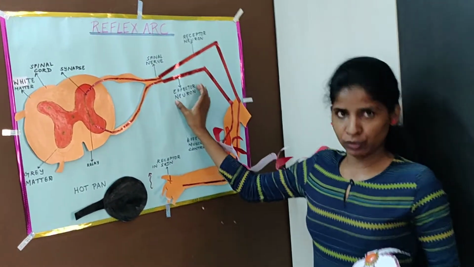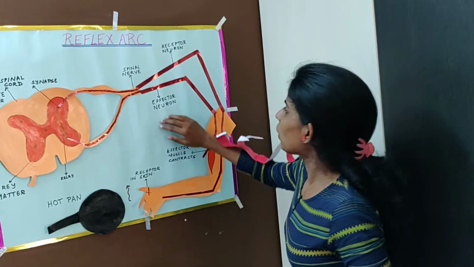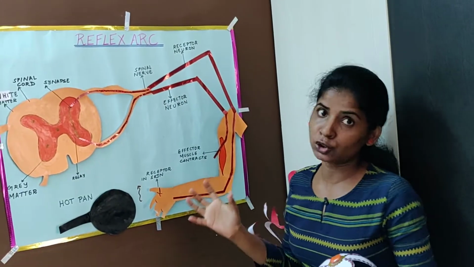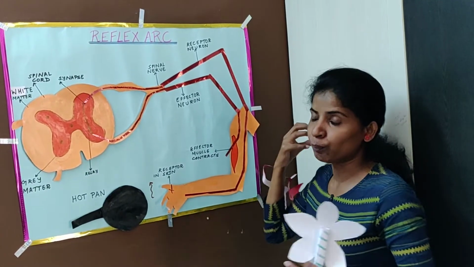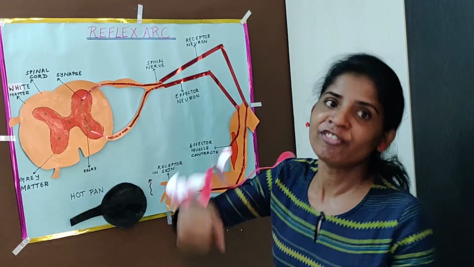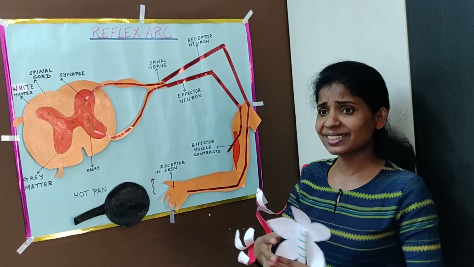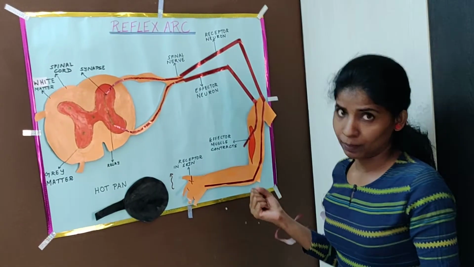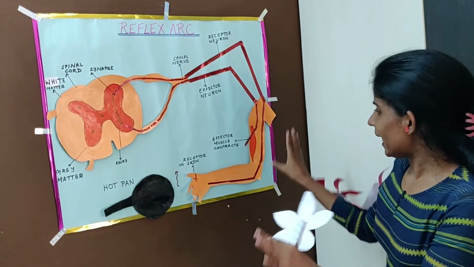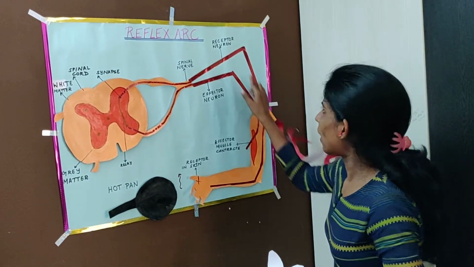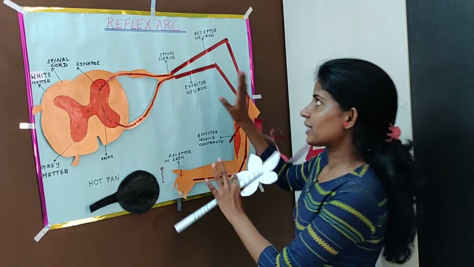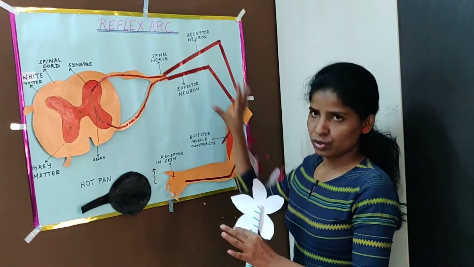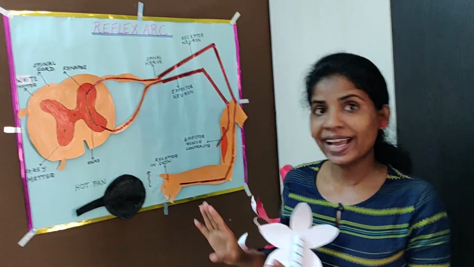This effector is very, very important. Why? Because this only makes your muscles do the action. What action? The muscles will contract and pull your hand away from the flame. So this results in the removal of the hand. This entire pathway which we have studied right now is called the reflex arc. The entire process is called an involuntary action.